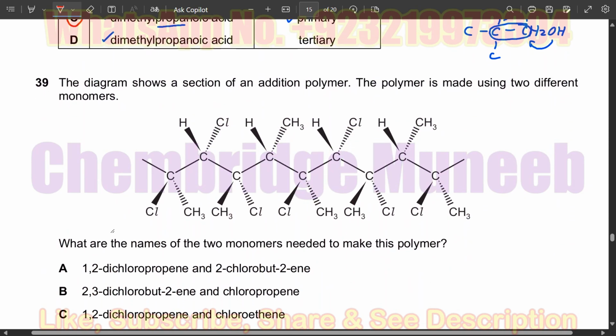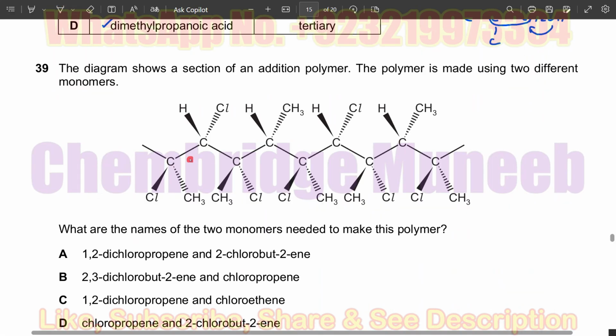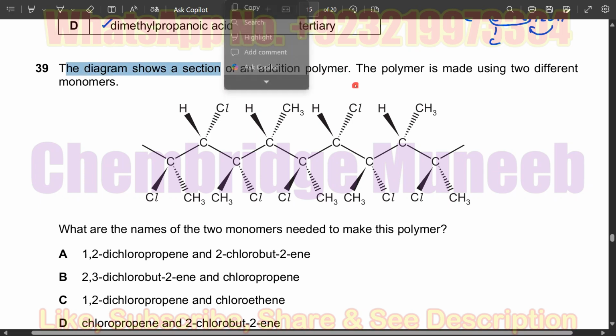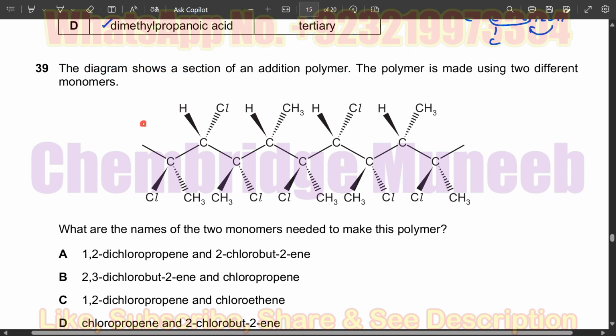Now this is our next question. Question number 39. The diagram shows a section of an addition polymer. The polymer is made using two different monomers. What are the names of the two monomers needed to make this polymer?